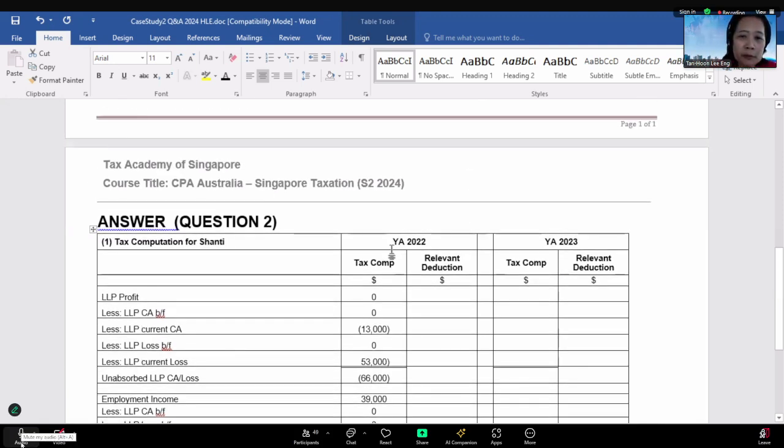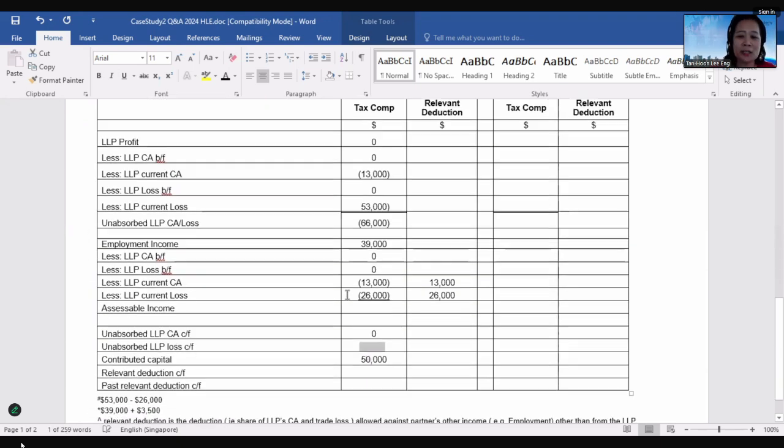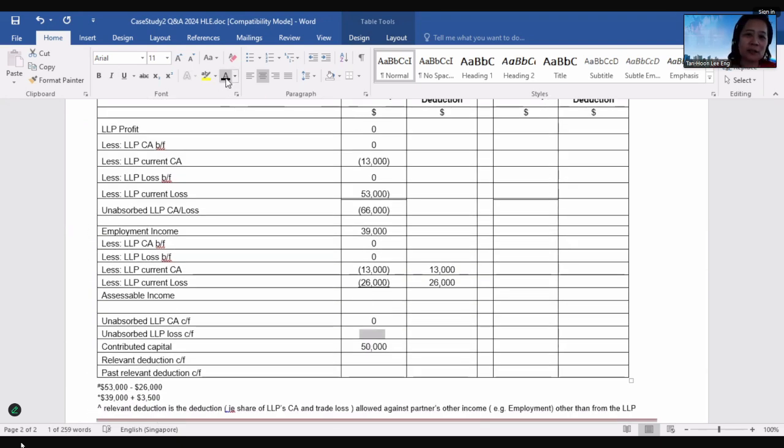53, right? Is it 53? Let me see. 27 left. Correct. So it's 53 minus you utilize 26. So what is left is 27. Okay, 27.